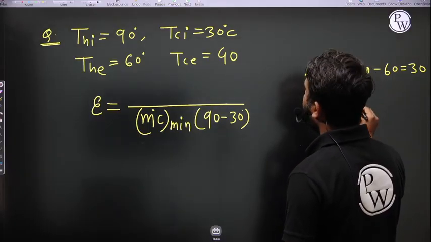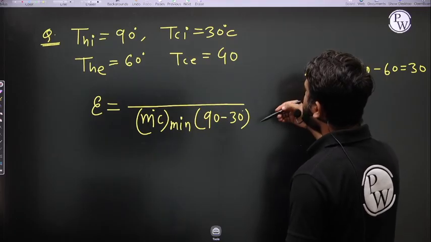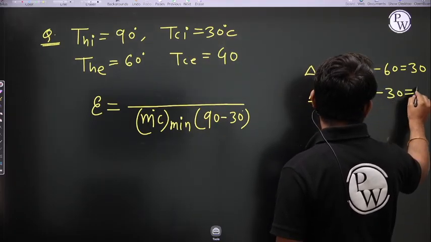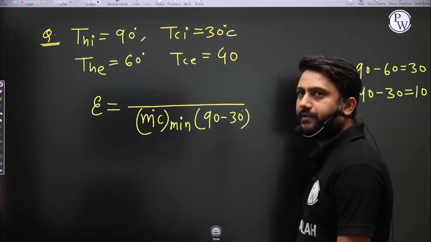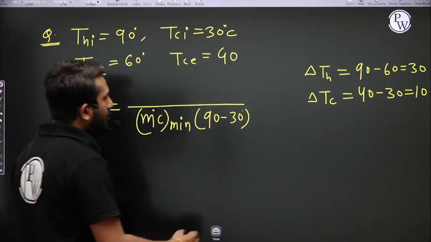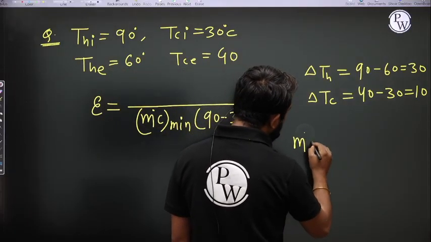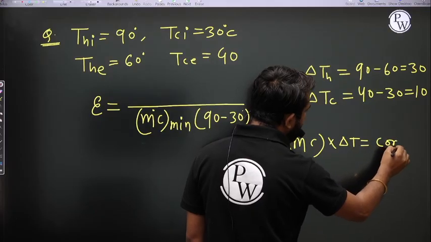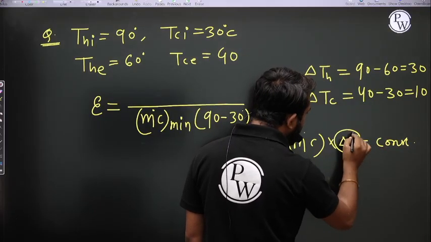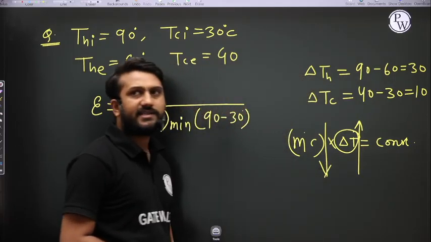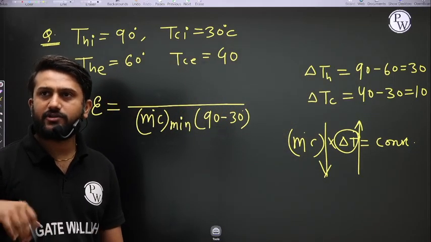Now find out the temperature difference for the cold fluid. This is 40 minus 30. That means it is 10. Is it clear? Now see here, I already told you, m dot c into delta T, this product is constant. So if delta T is maximum, then m dot c is minimum.